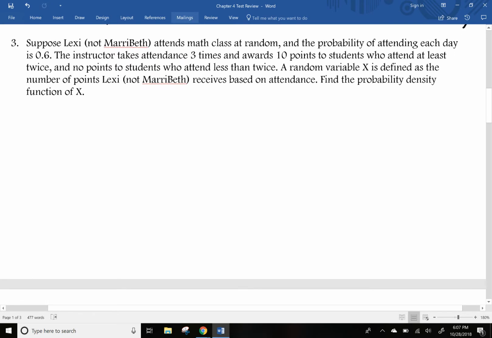All right, suppose Lexi, not Mary Beth, attends math class at random, and the probability of attending each class is 0.6. The instructor takes attendance 3 times and awards 10 points to students who attend at least twice, and no points to students who attend less than twice. Random variable x is defined as the number of points Lexi, again, emphasizing the point, not Mary Beth, receives based on attendance. Find the probability density function of x.